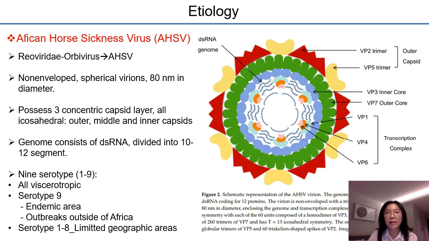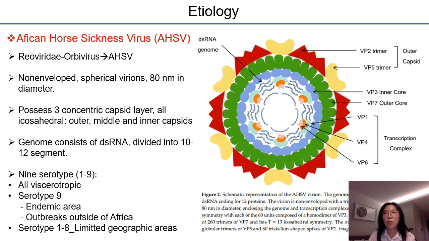African horse sickness virus is a Reoviridae orbivirus, as I talked about in the previous slides. It has a double-stranded RNA genome and a non-enveloped, spherical virion, 80 nanometers in diameter, not that big. It is a relatively small virus and possesses three concentric capsid layers, all icosahedral: the outer, middle, and inner capsid. The genome consists of double-stranded RNA divided into 10 segments.